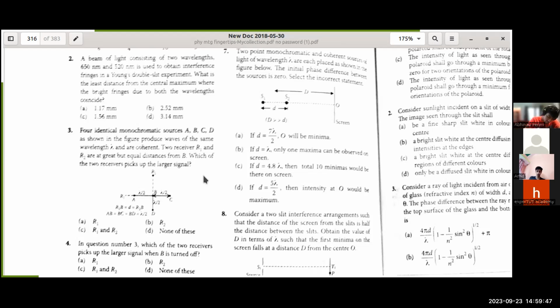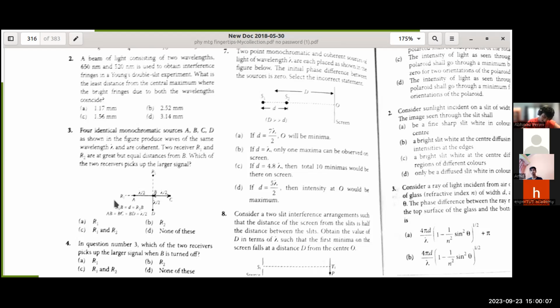The hint is two sources which are at lambda by 2 from each other. They effectively cancel each other. But they are in line. For let's say R1, the one at the bottom, for R1 which two sources will cancel?